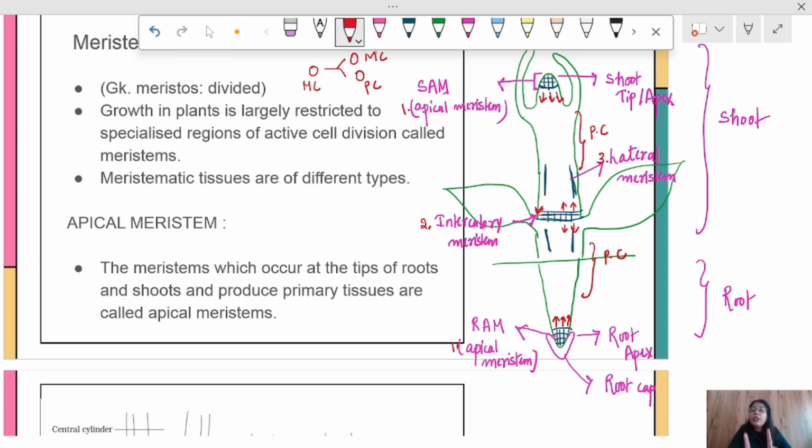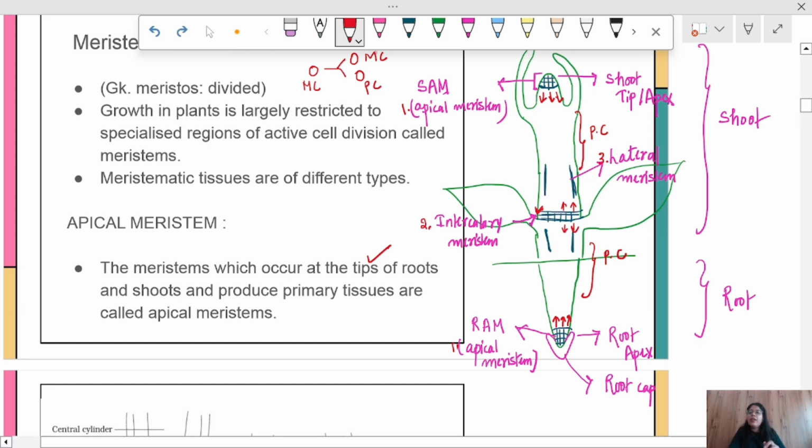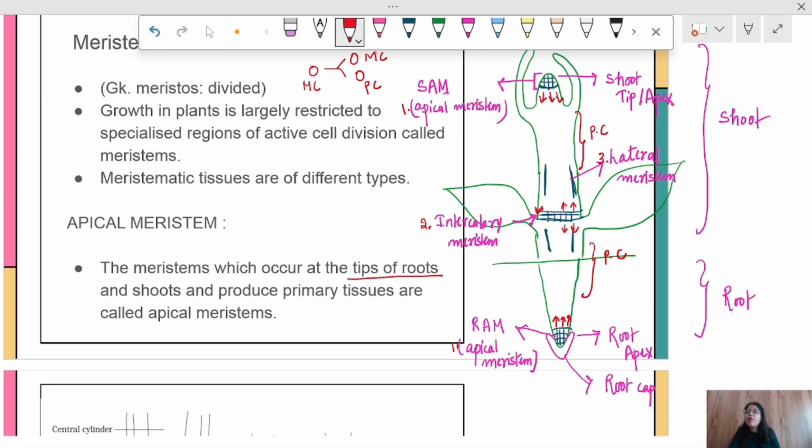So growth in plants is largely restricted to the special regions of active cell division called meristem. Meristematic tissues are of different types. The plant body is composed of different types of meristematic tissue, and I already told you the meaning of apical meristem. NCERT writes about it: the meristem which occurs at the tips of roots and shoots and produces primary tissues is called apical meristem.